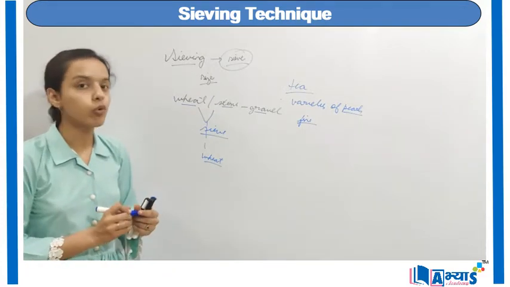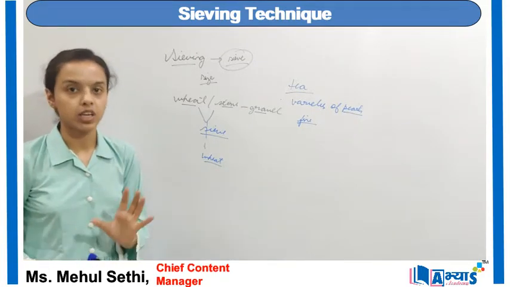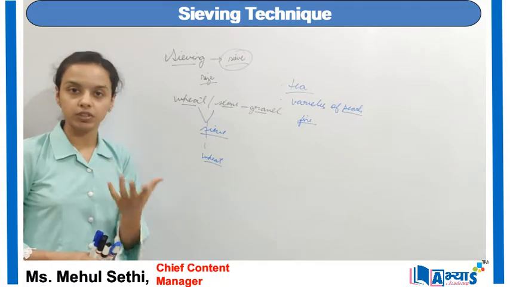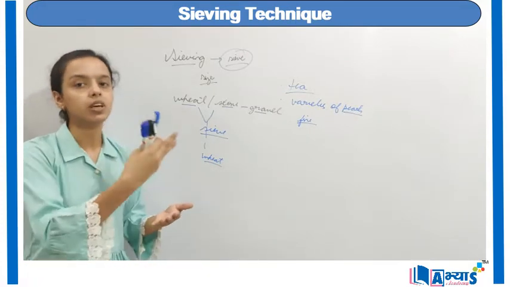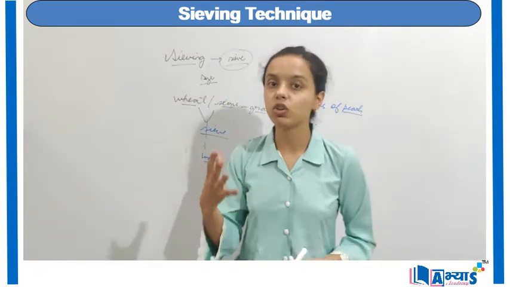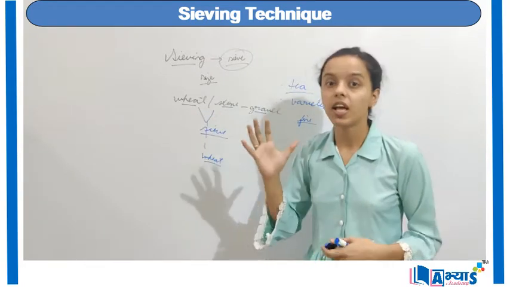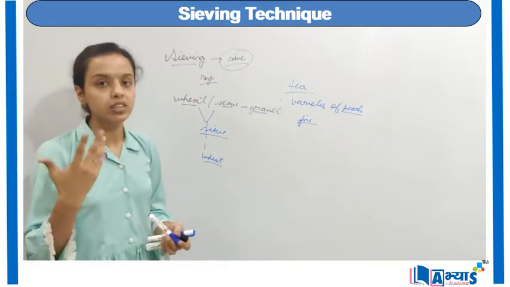So the main question here is choosing the size of the sieve, and that really matters. You should be very careful in choosing the size of the sieve, because that is what determines how you can separate the smaller quantities from the larger quantities. Basically this method is used when it is very difficult to separate the two substances with the help of a hand. Then we need an instrument known as a sieve.